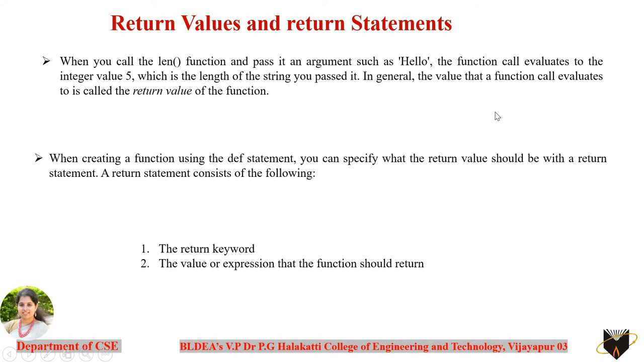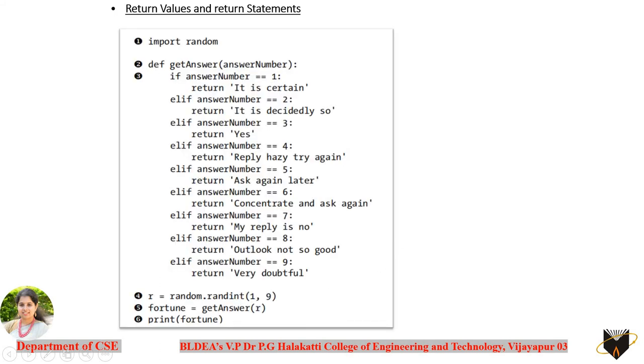In general, the value that a function call evaluates to is called the return value of that function. So the total number of characters given by the length function is nothing but its return value. In the same way, whenever you are creating a user defined function, you can also return some value. The first point is that you can use the return keyword followed by the value or the expression that the function should return. Let's see with an example how it is done.